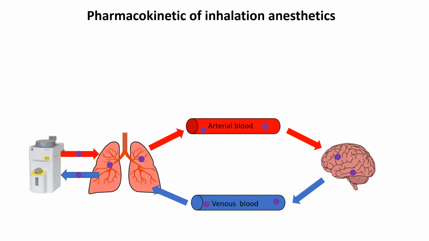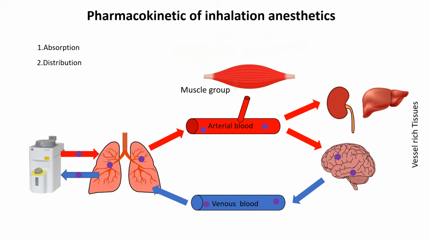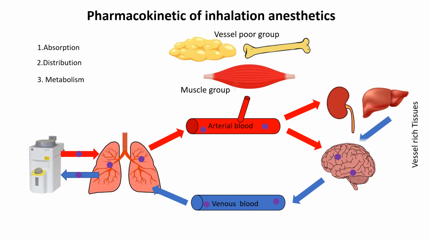brain and spinal cord. The pharmacokinetics of inhalational anesthetics involves their uptake through the lungs, distribution into various tissue groups, metabolism by the liver, and elimination primarily through the lungs.